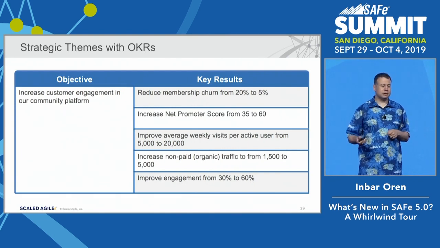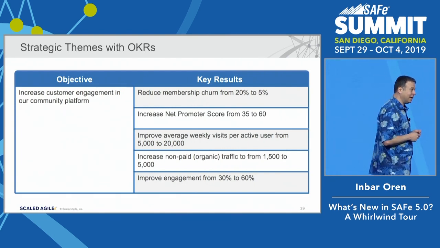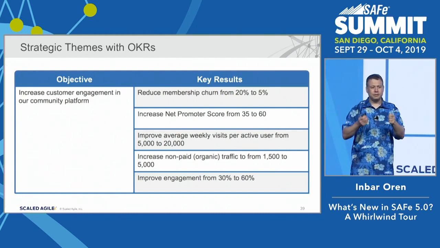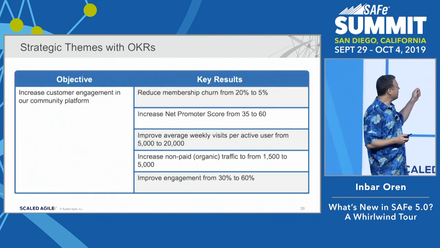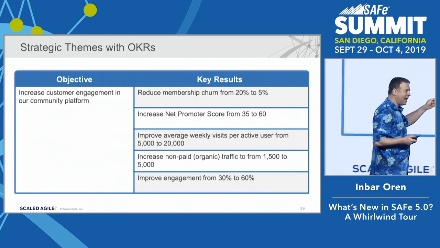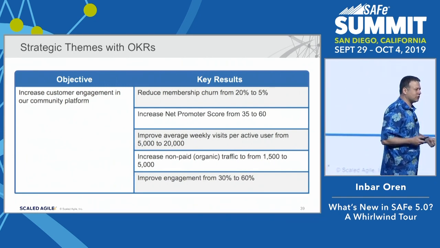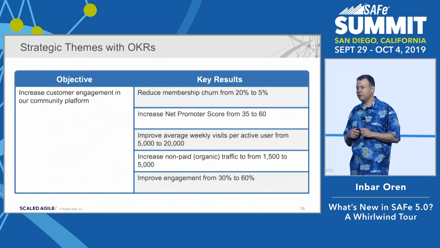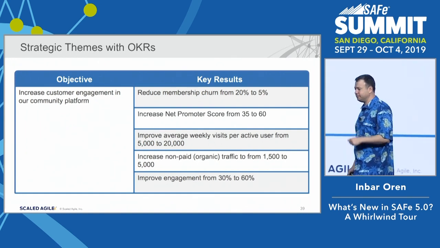So now OKRs are part of SAFe. At a portfolio level, as you're thinking, what are your strategic themes for the next year? You can formulate them as objectives and measurable key results that you'll be able to track throughout the year to see, are we going further with this? Are we progressing?